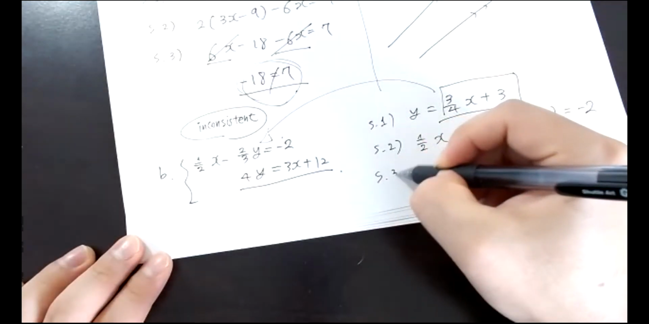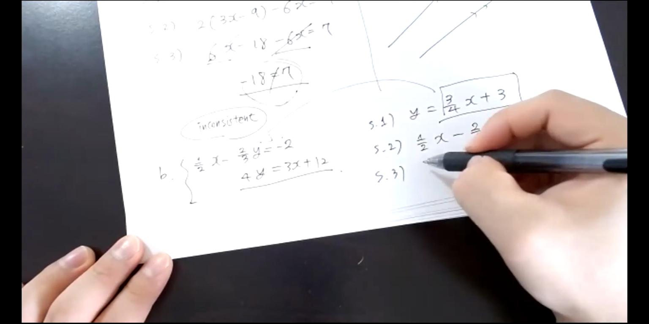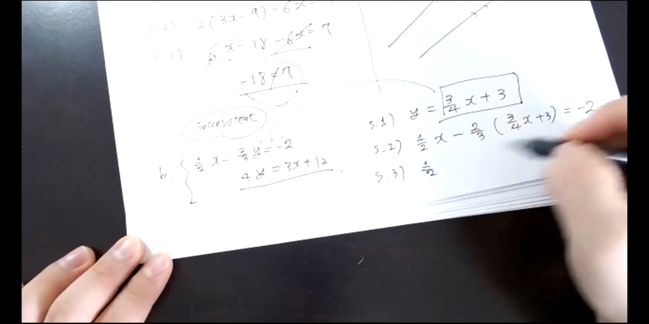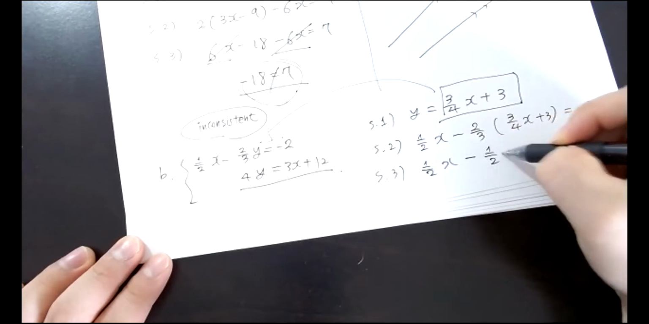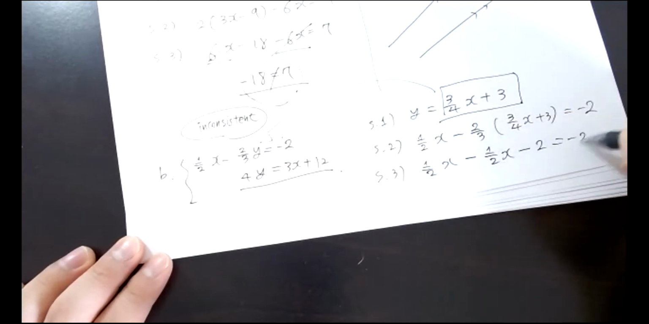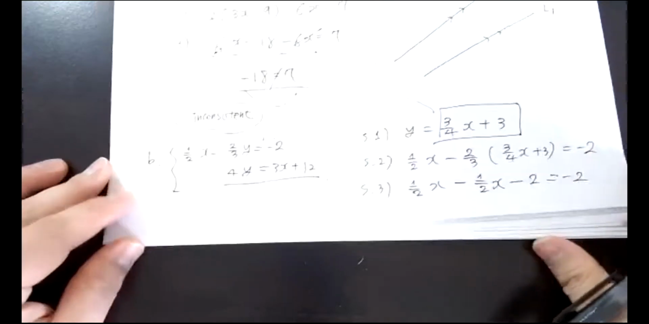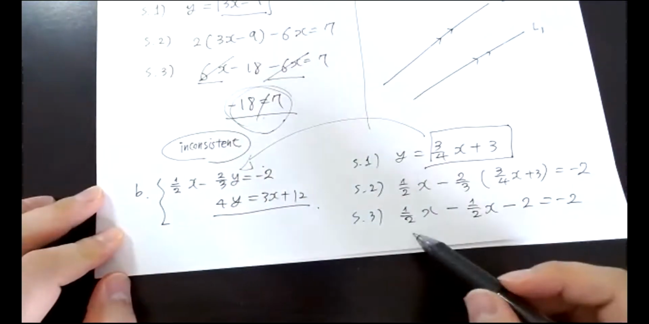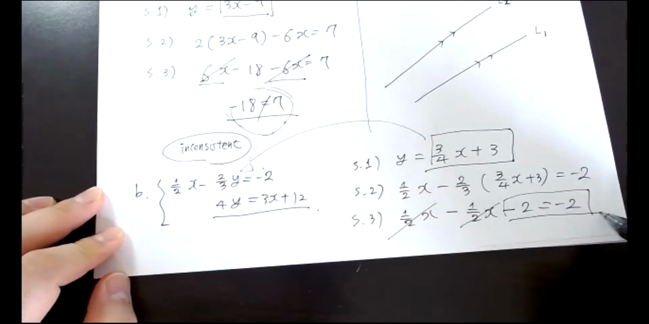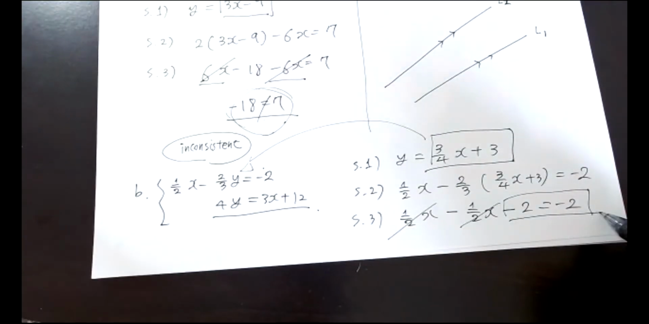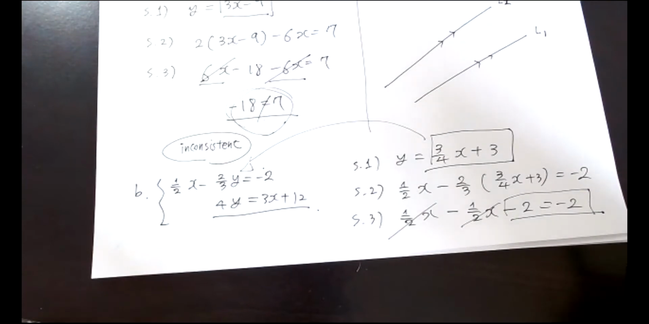Now step 3, we solve the equation for x. So 1/2 x minus 1/2 x, and then minus 2 is equal to -2. Now you see that 1/2 x minus 1/2 x is gone, right? Then we got -2 is equal to -2. This is true, right? For any choice of x.